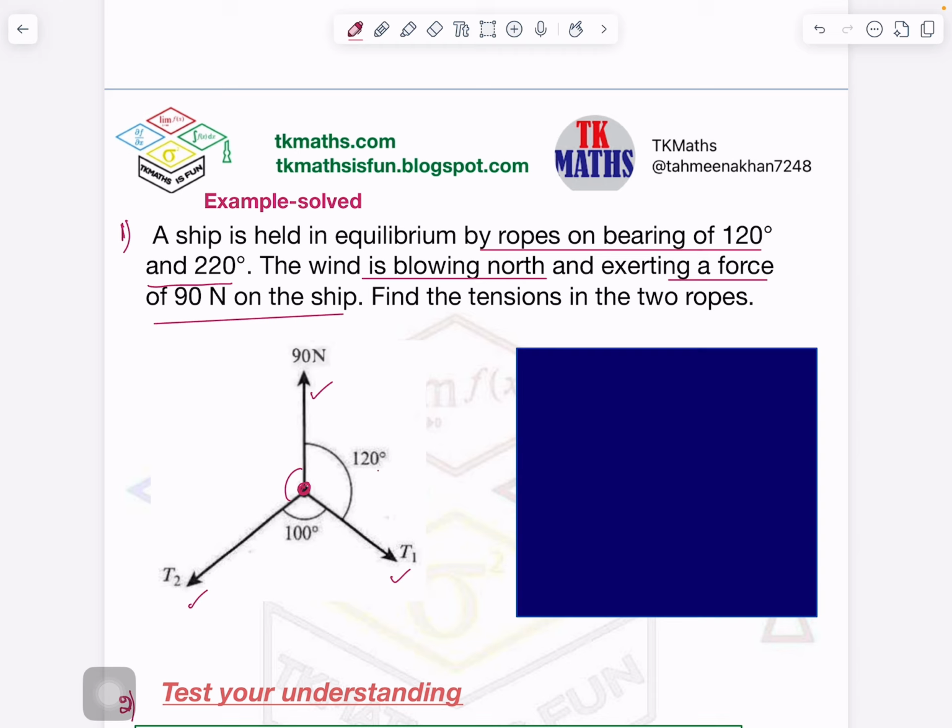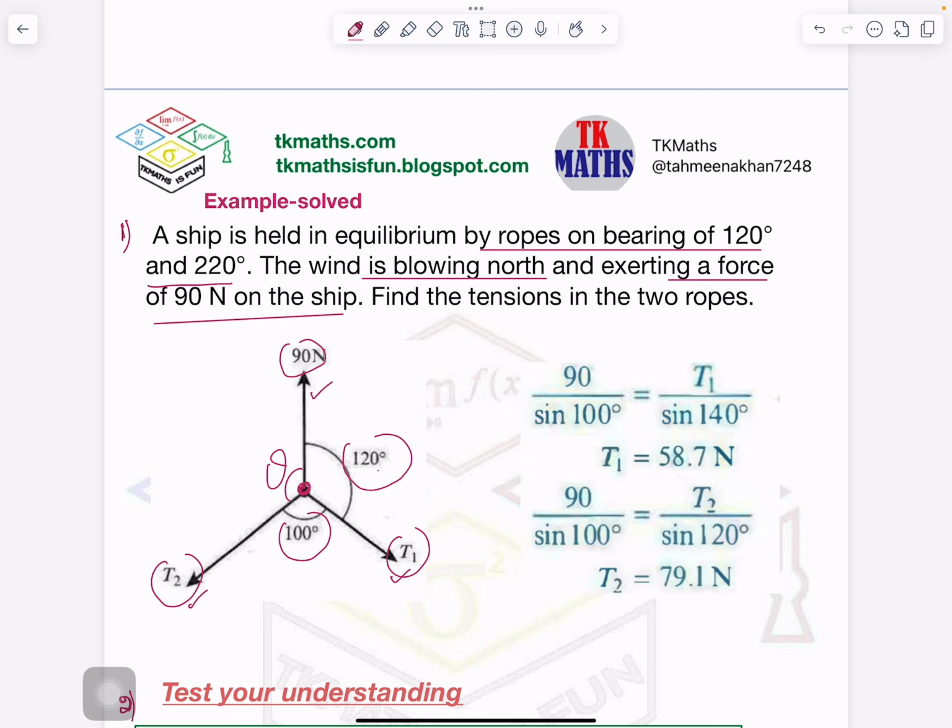Now, if you have to find the tension in the ropes, how can you write it? 90 divided by sine 100, equals T2 divided by sine 120, and similarly T1 divided by sine of this angle.